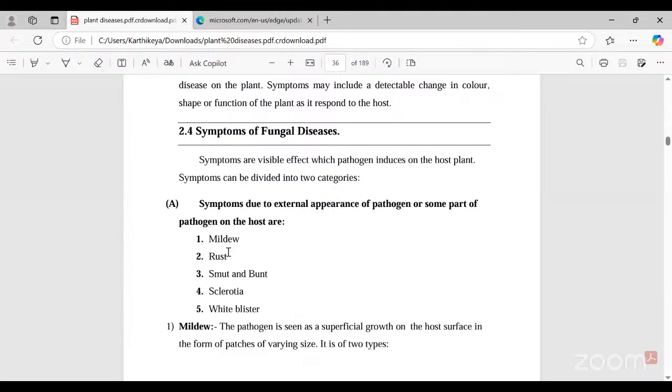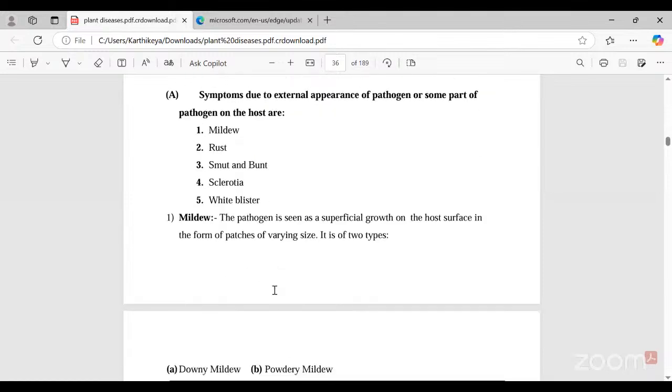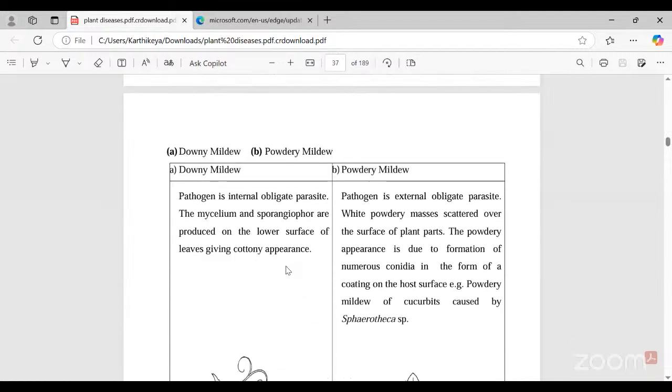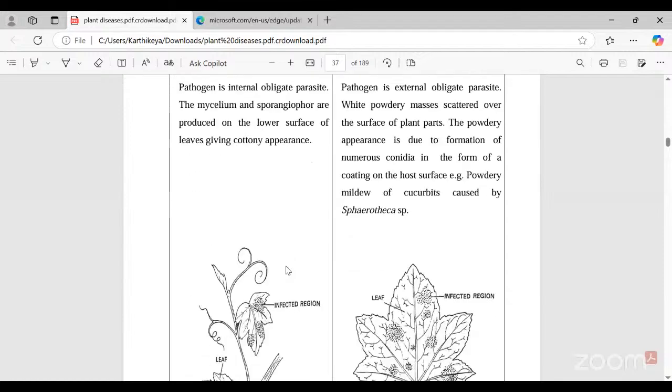Mildew disease, rust disease, smut and bunt disease, sclerotia disease, white blister disease. In mildew disease, the pathogen is seen as a superficial growth on the host surface in the form of patches of varying size. It is of two types. One is downy mildew. The second one is powdery mildew.